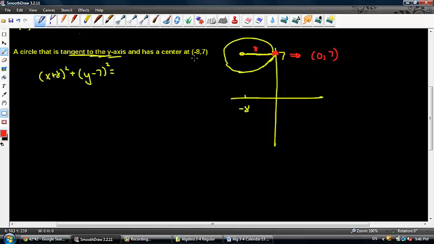So what I need to do is find the distance between -8, 7 and 0, 7, and that's going to give me my radius. So r equals big square root of -8 minus 0 squared plus 7 minus 7 squared. Well, that's easy. That goes away. That goes away. My distance is 8. So that's my radius right there. So r squared is going to be 64.